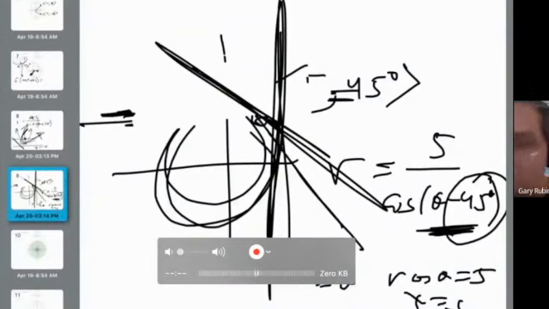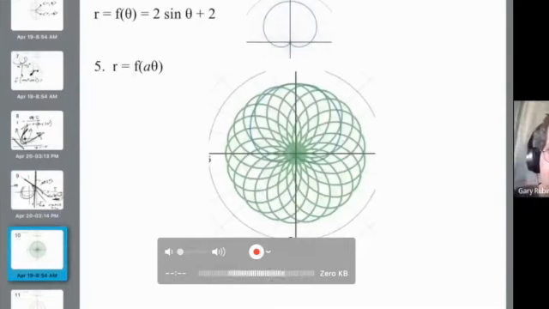Now, what happens when you put a coefficient in front of the theta? That does some kind of weird stuff. What kind of curve does it turn into? Like in this case, if I stick a coefficient in front of the theta. Okay, I'll put it up there. It becomes a rose curve.